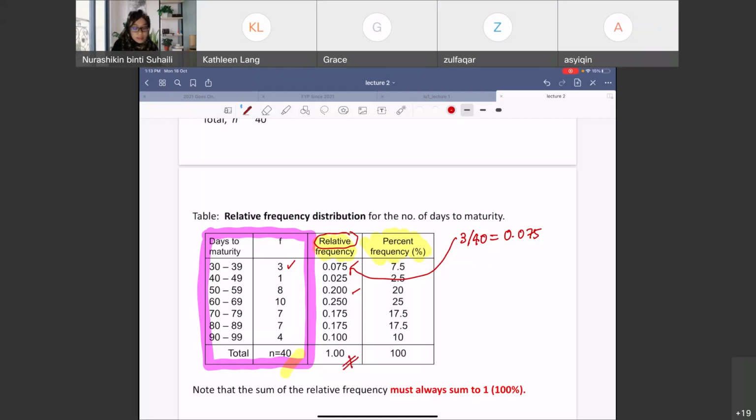The reason is that it represents 100%. So this one is in terms of percentage. If you convert it into percentage, it is 7.5%, which means that 7.5% of the data lies in this class. The same thing goes for the rest, and the total should be 100%. Okay, so that is relative frequency distribution.